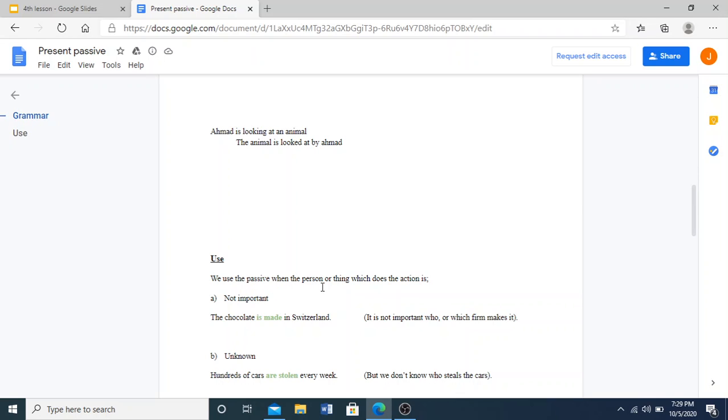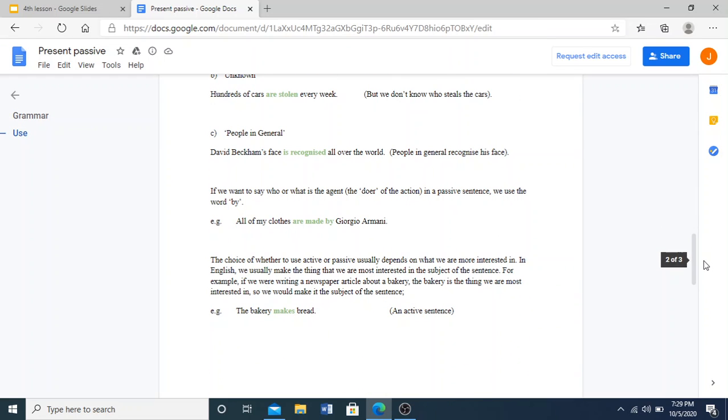So, the use of the passive now. We use the passive when the person or thing which does the action is not important or unknown. Example, the chocolate is made in Switzerland. They didn't tell us who made the chocolate. So this is passive. It is not important who or which firm makes it. Or if the doer is unknown, like in this example, hundreds of cars are stolen every week, but it didn't tell us who steals them. So that makes it a passive sentence also.